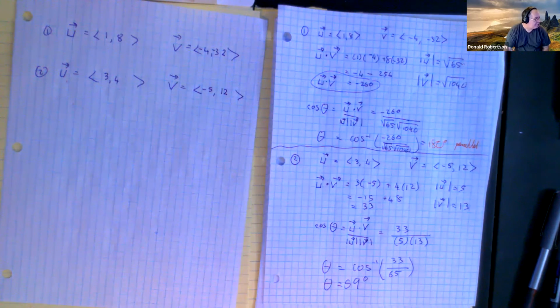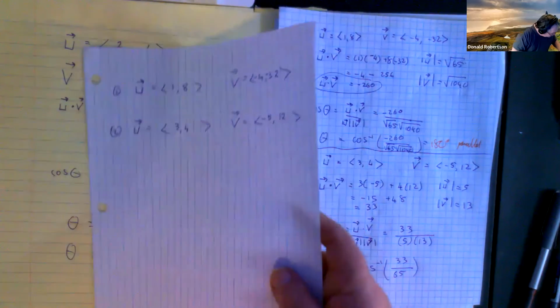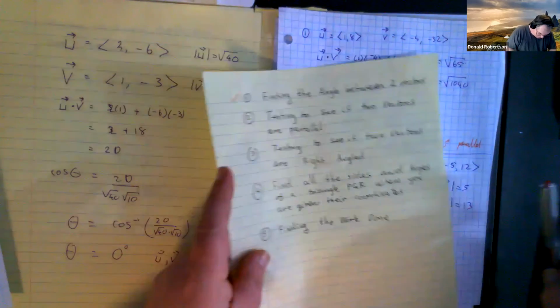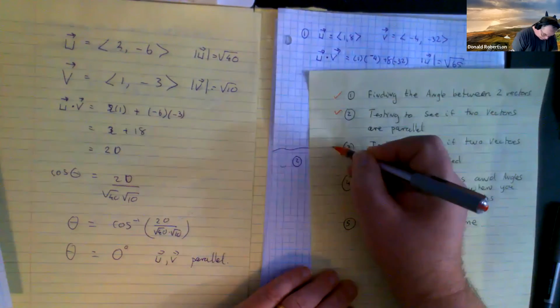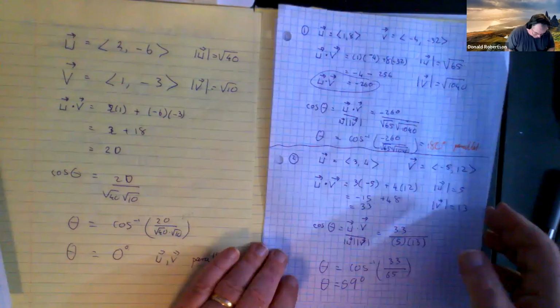The next one's going to be really short because we've kind of covered it, but I want to do one just for completeness sake. And the next one in my little list, where's my little list? There it goes. So we've done that one. This one's going to be quite quick. Testing to see if two vectors are at right angles.